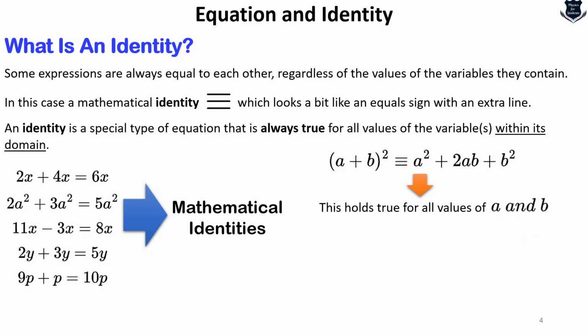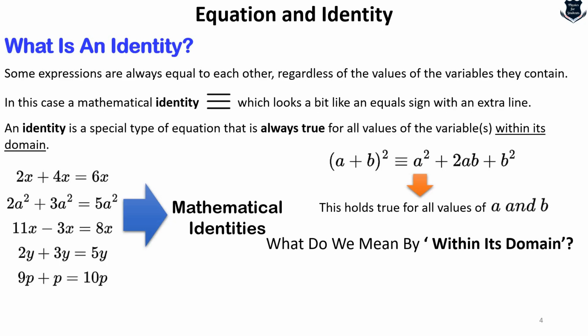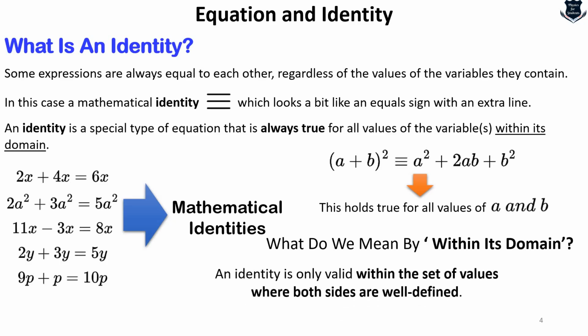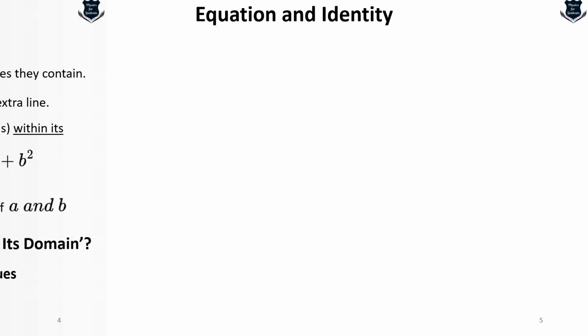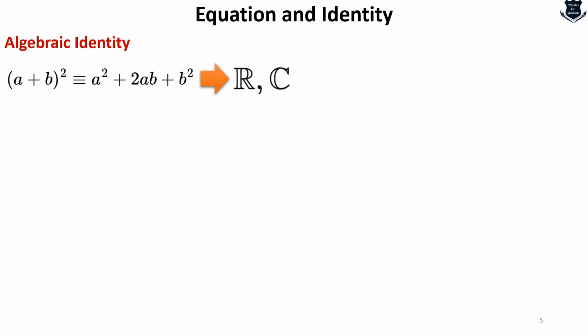Now here is a catch: when I stated the definition, I underlined that it is within its domain. So what do we mean by within its domain? We mean that an identity is only valid within the set of values where both sides are well defined. We will see some examples and things will become clear. Now there is something called an algebraic identity, which we have already seen. The domain, as we were saying, is all real numbers because addition, multiplication and squaring are always defined. And this is also true for complex numbers.